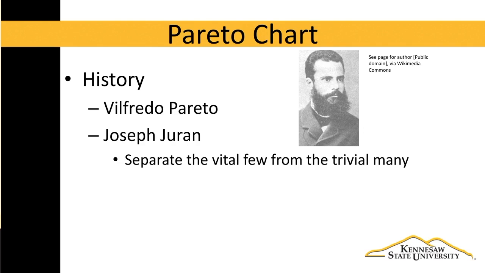For example, 20% of your customers account for 80% of your business, or 80% of your profit comes from 20% of your products. This concept was adapted for quality by Joseph Juran. He suggested that 80% of defects come from 20% of the causes. Juran recognizes that most problems have many root causes. He said that a Pareto chart will help us to separate the vital few from the trivial many.